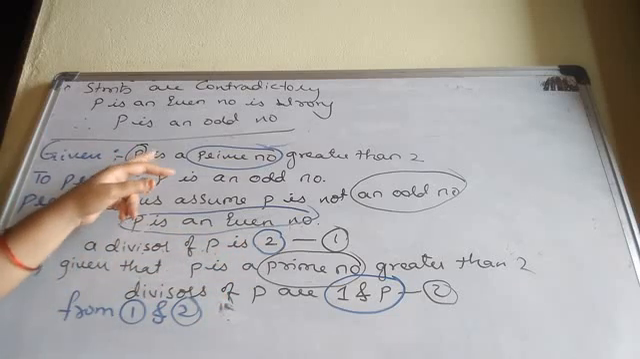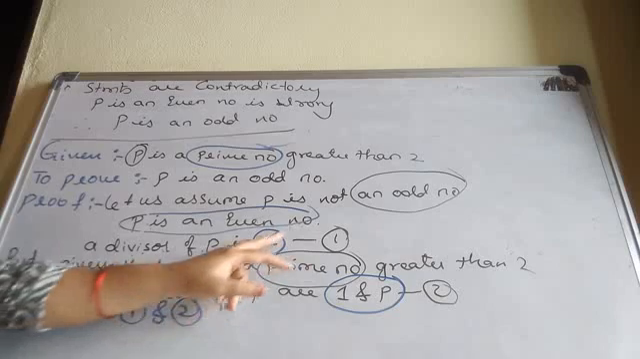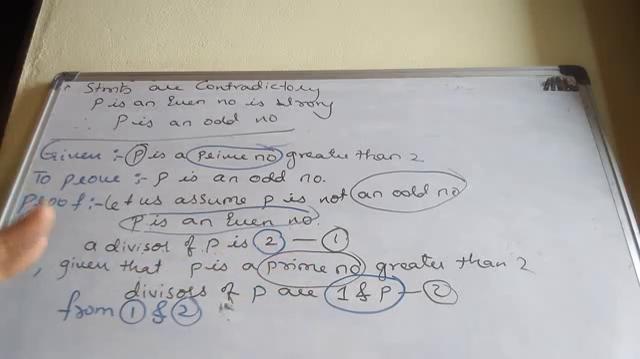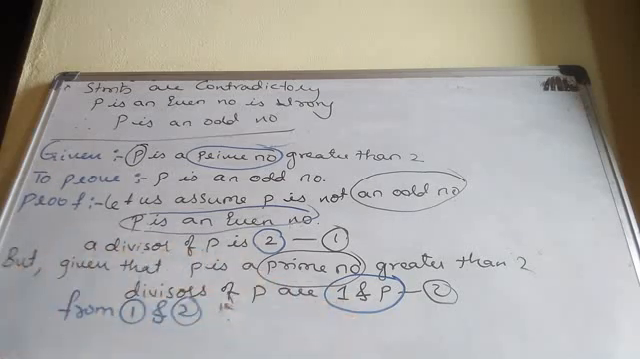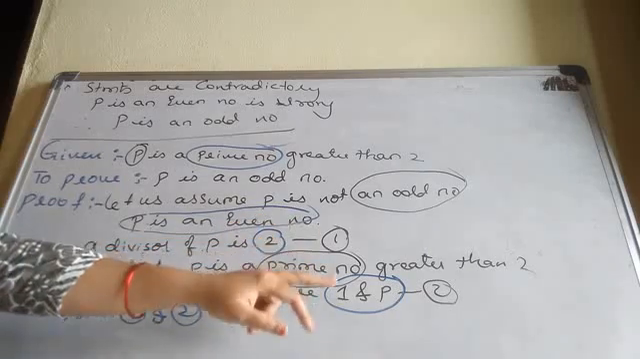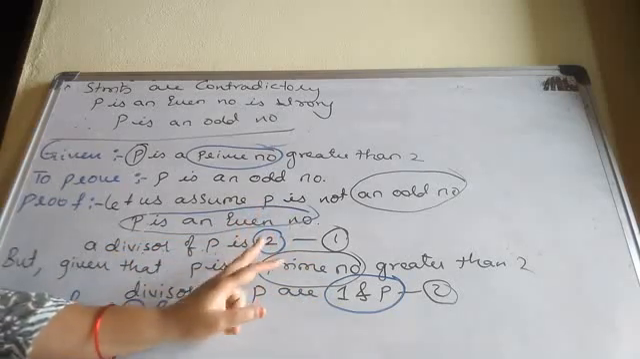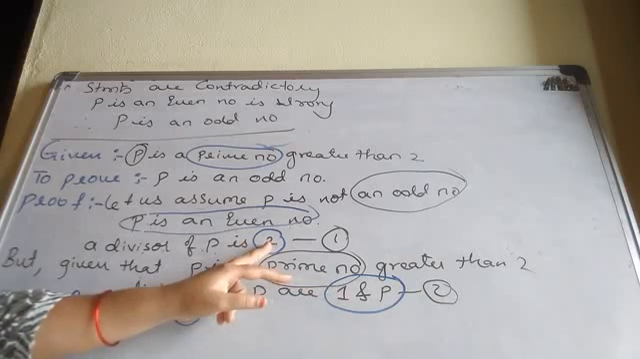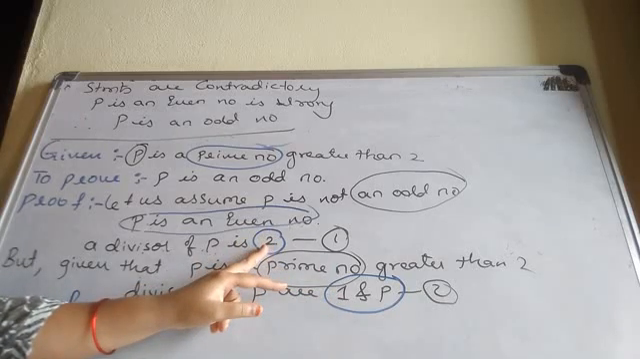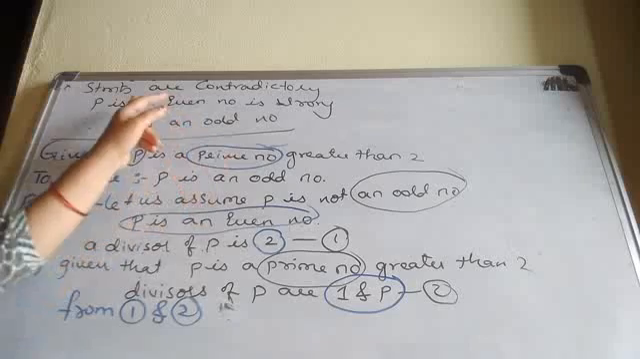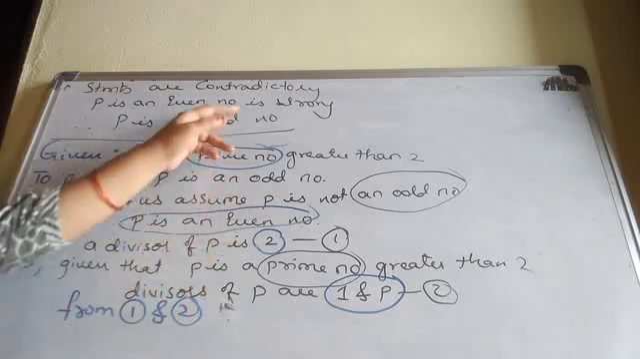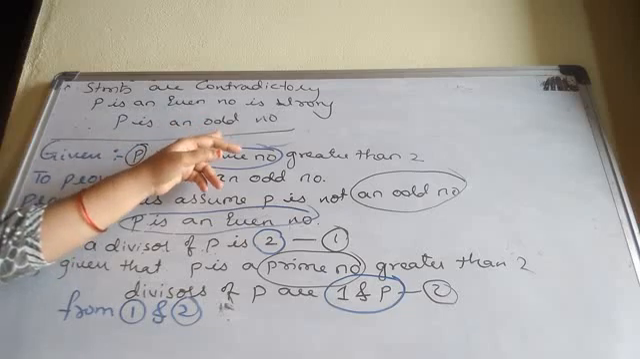Then in the statement, P is a prime number greater than 2. Prime number definition: it has only 2 factors, 1 and itself. Then it is a prime number. So here I wrote: divisors of P are 1 and P. Now from the first condition and second condition, here I got 2 and here I got 1 and P. It should be greater than 2, so the condition is not satisfied. So it becomes a contradiction, or we can say contradictory. So what I assumed, that P is an even number, that is wrong. Therefore P is an odd number.